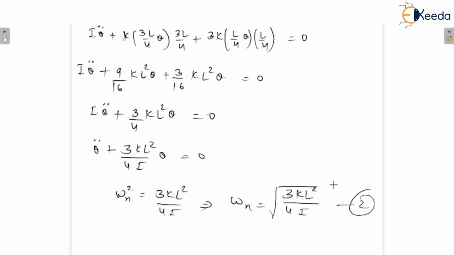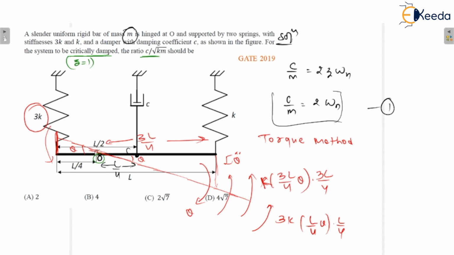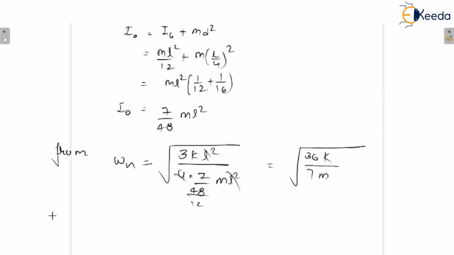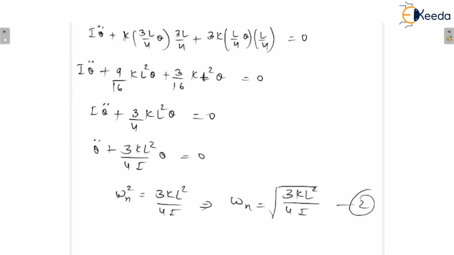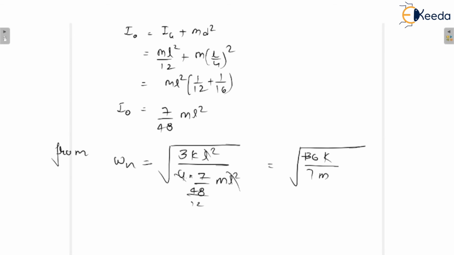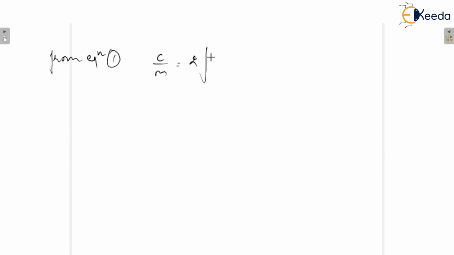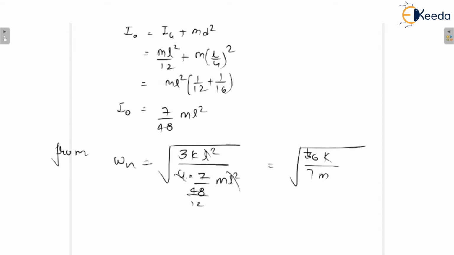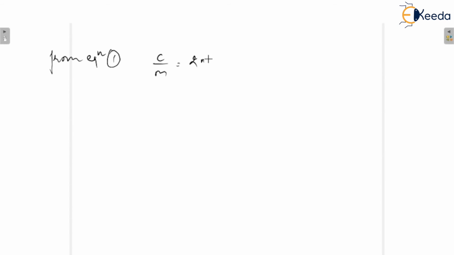Now we just have to put this value in equation number 1. What is equation number 1? C by m is equal to 2 omega n. Here omega n is under root of 36k upon 7m. Under root of 36 is equal to 6, so that would be 6 under root of k upon 7m.